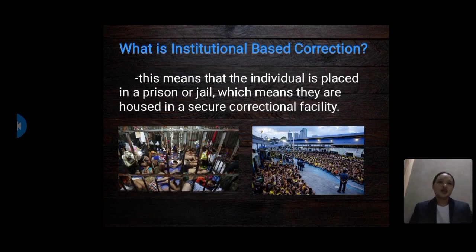Next, what is institutional based correction? This means that the individual is placed in a prison or jail, which means that they are housed in a secure correctional facility. I put some examples of an institutional based correction. Those prisoners are housed in secure correctional facilities where policewomen or policemen secure them.